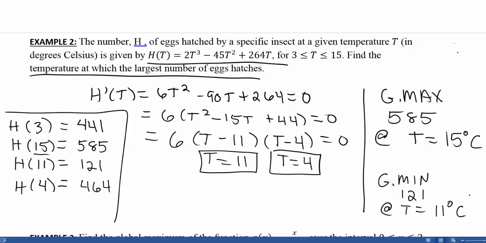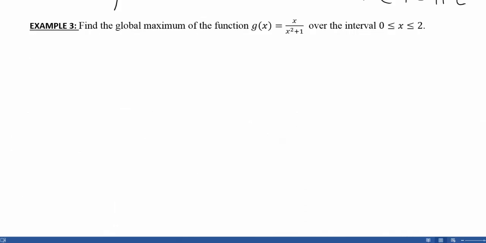So let's try another example here. Example 3. Find the global maximum of the function g of x equals x over x squared plus 1 over the interval x between 0 and 2. So again, I have a restricted interval here. I'm only considering values for x between 0 and 2, and I want to find the global maximum, so the highest value that this function takes on between 0 and 2.